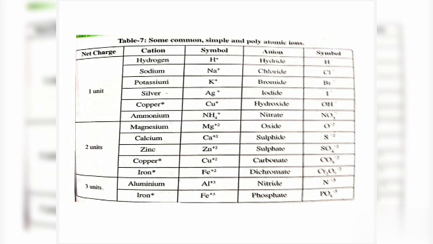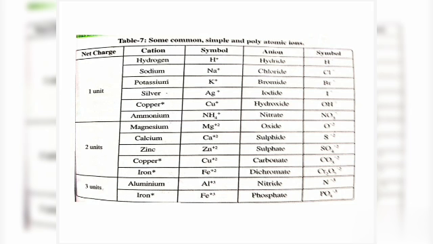Bromide, it's taking 1 electron, that's why Br-. Silver, Ag+, is also losing 1 electron. Iodide is taking 1 electron, I-. Copper, Cu+, losing 1 electron. Hydroxide, OH-, is taking an electron. Ammonium, NH4+, its charge is 1. Nitrate, NO3-, its charge is 1.